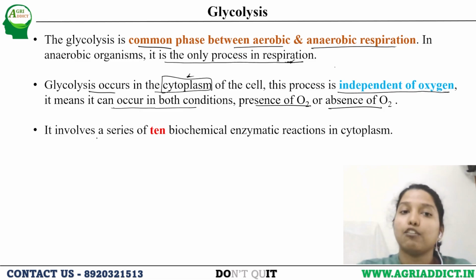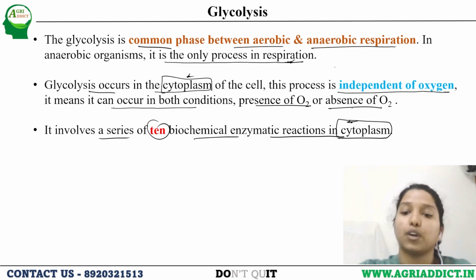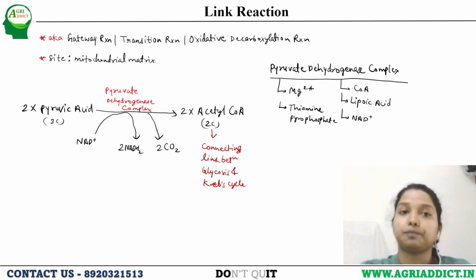So it involves a series of 10 biochemical enzymatic reactions in the cytoplasm. We studied all the 10 steps in the previous slide. I hope you have got till this point. Now let's move to the next slide.